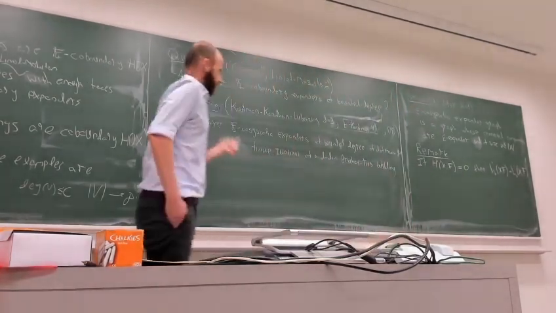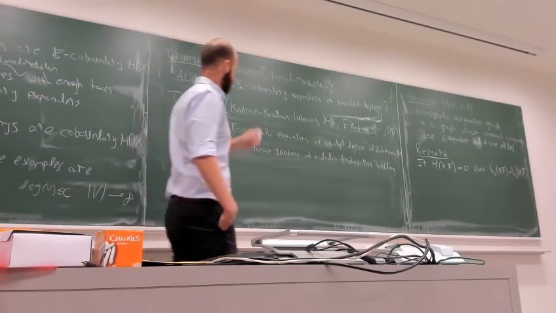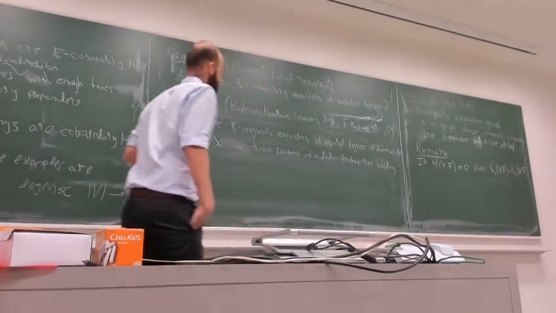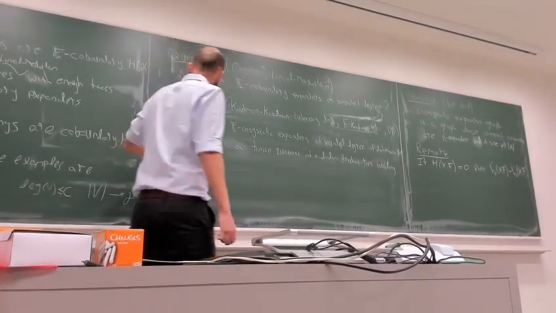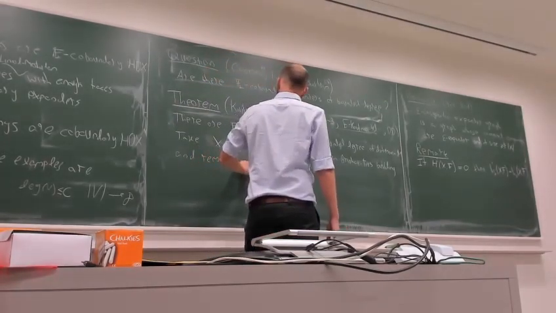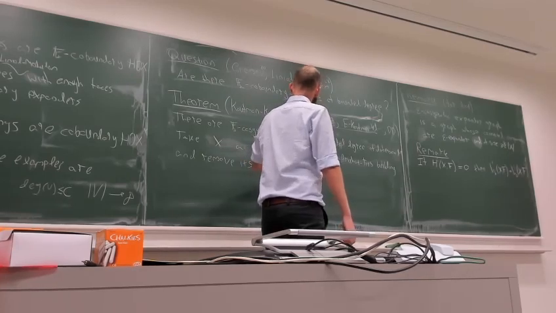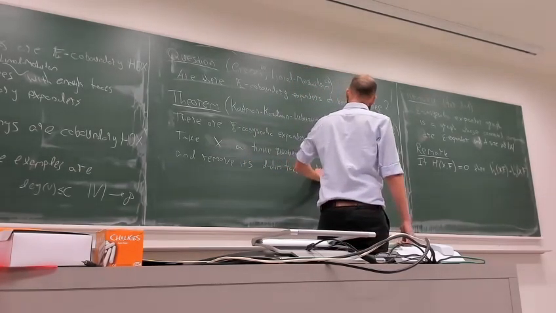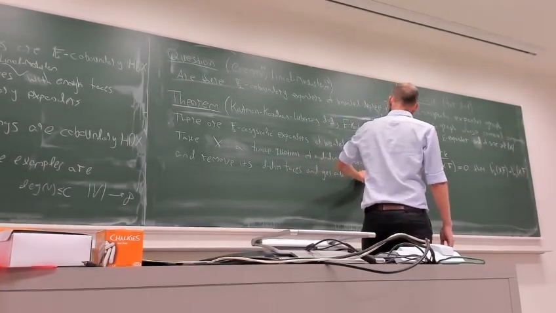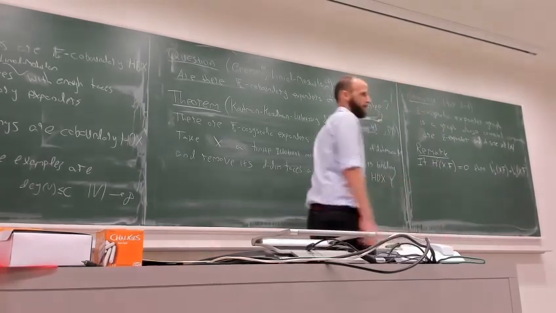I'm not going to write it, but I'll tell you. You take such a finite quotient and remove its d-dimensional faces, and get a d minus 1 dimensional high dimensional expander Y.